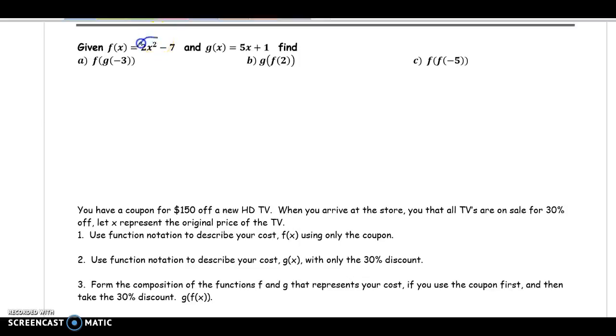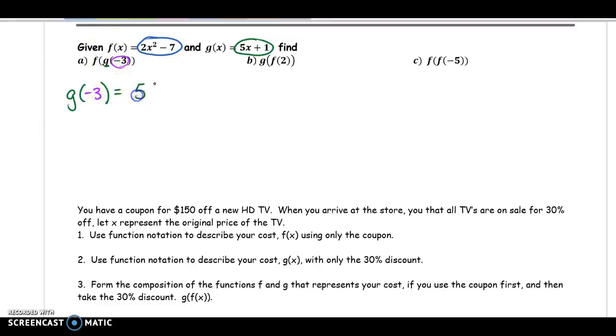In this next part, they give us an f function, they give us a g function, and they're asking us to evaluate f of g of -3. You're going to start in the middle and work your way out. This means take -3 and plug it into the g function, get your answer, and then plug that answer into the f function. So we are going to do g of -3 because that's what's in the middle.